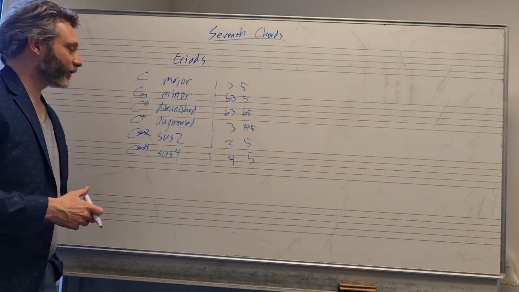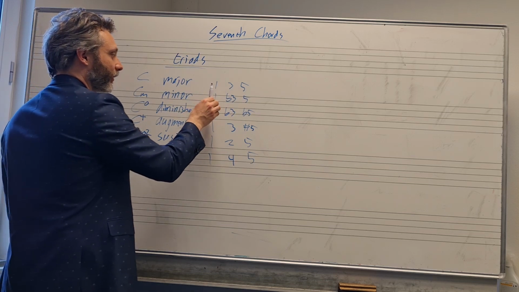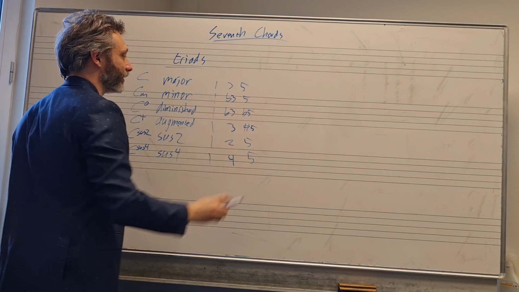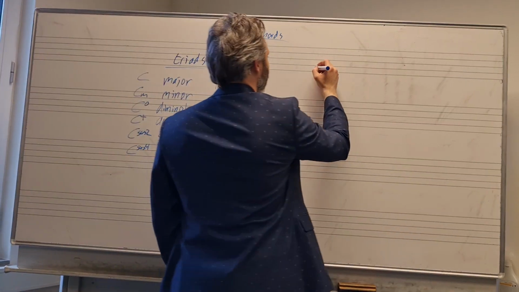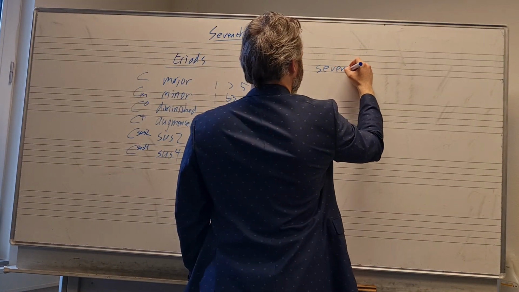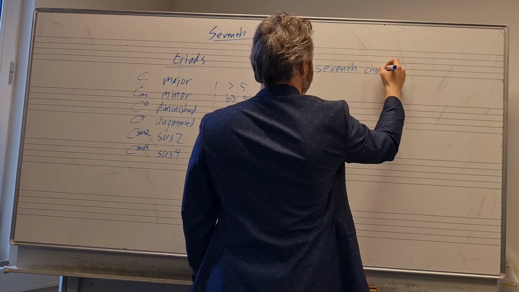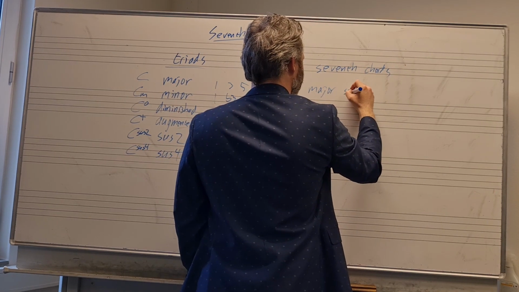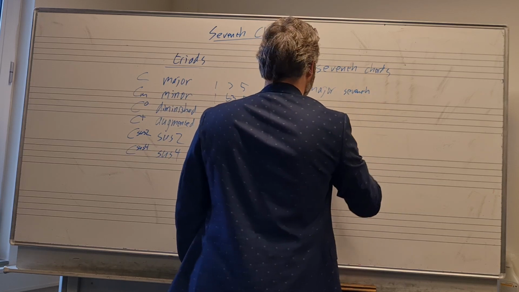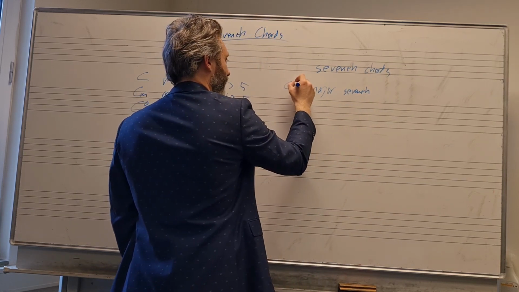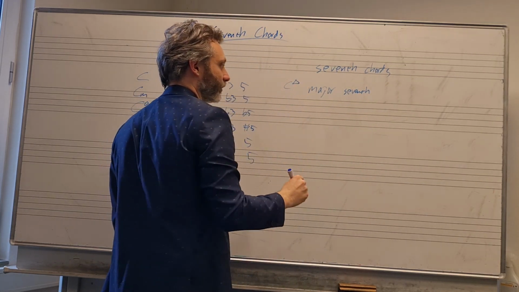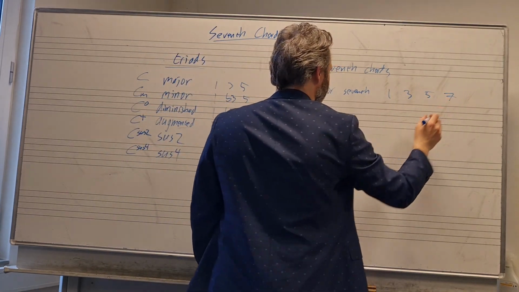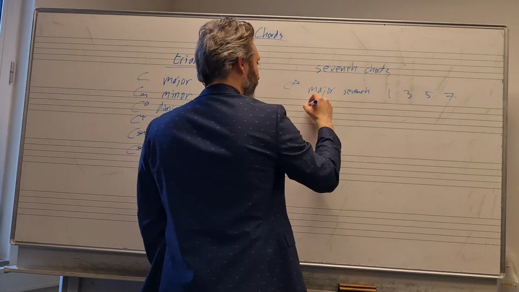With a seventh chord, we stack another third on top. We go from 1 to 3 to 5 to 7. So let's take a look at our most common seventh chords. The first would logically be the major seventh, which I typically use a triangle symbol for, which would be 1, 3, 5, 7.